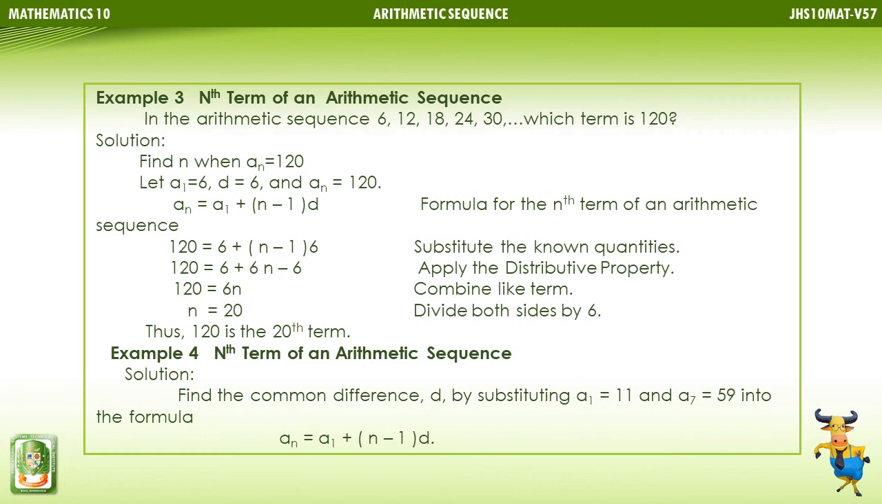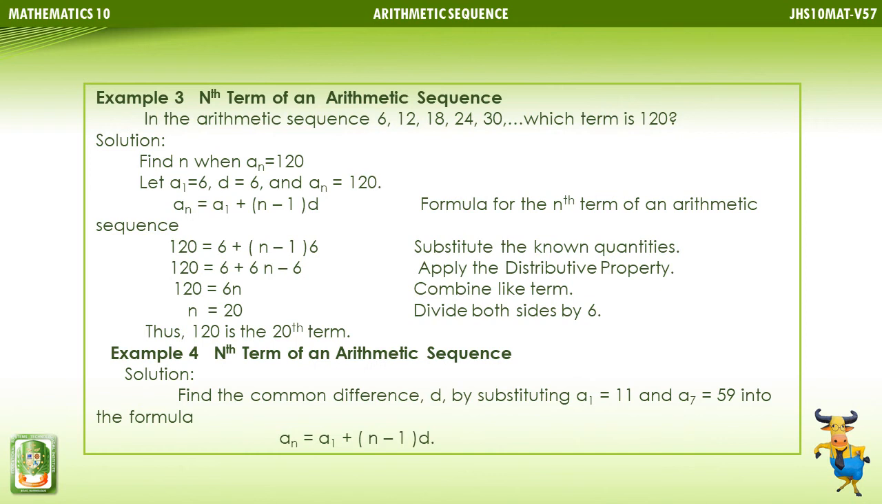120 equals 6 plus n minus 1 times 6. Substitute the known quantities. 120 equals 6 plus 6n minus 6. Apply the distributive property. 120 equals 6n. Combine like terms. Divide both sides by 6. n equals 20. Thus, 120 is the 20th term.